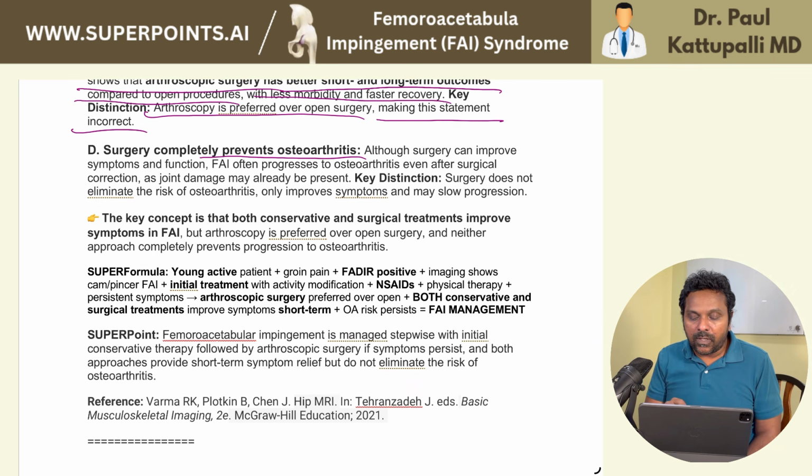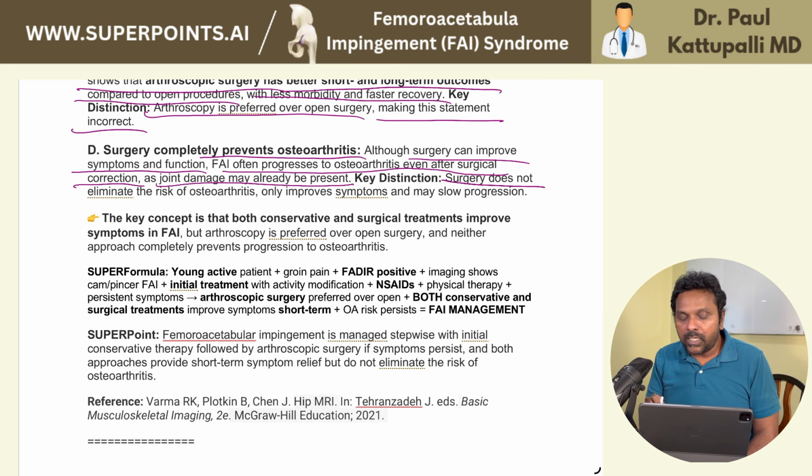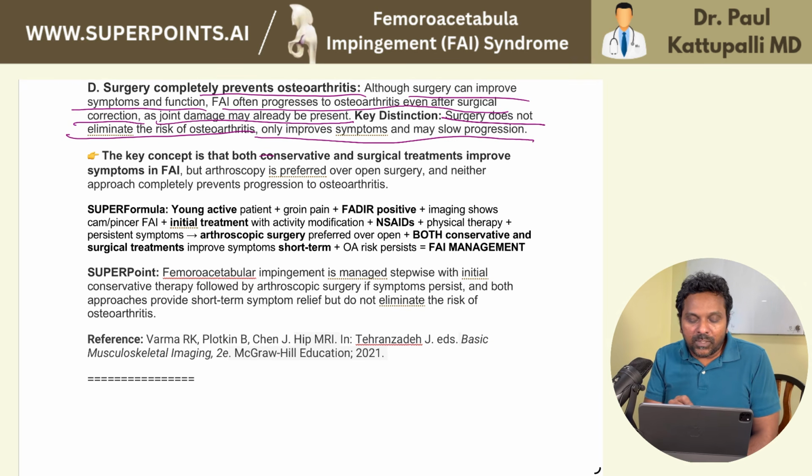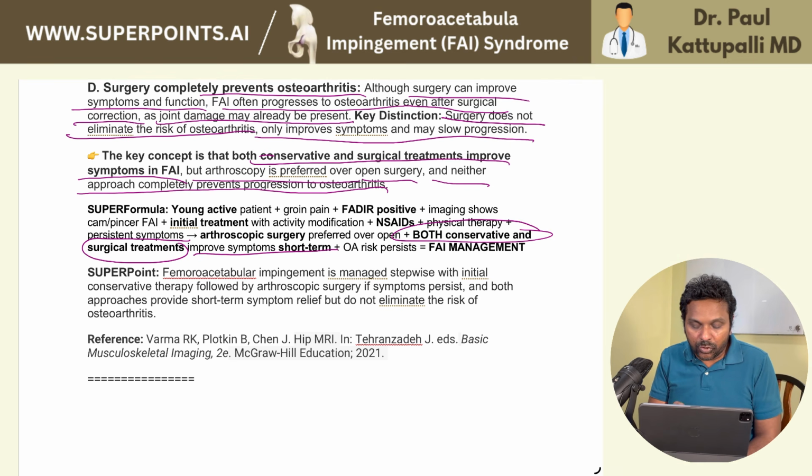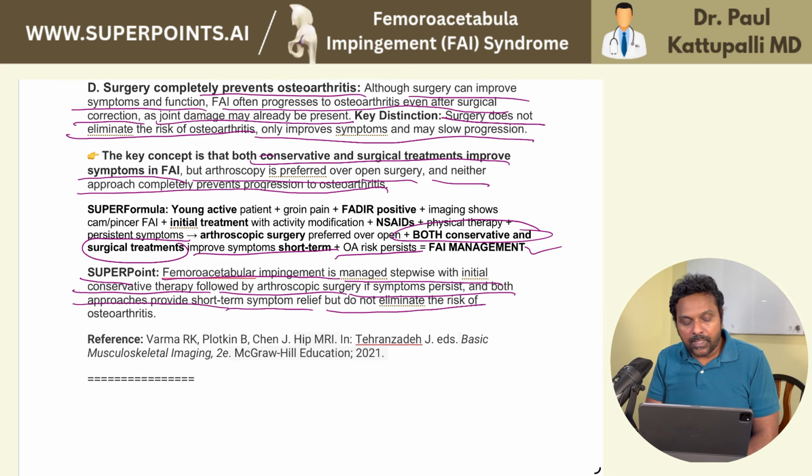Surgery completely prevents osteoarthritis. That is wrong. Although surgery can improve symptoms and function, FAI often progresses to osteoarthritis even after surgical correction, as joint damage may already be present. Surgery does not eliminate the risk of osteoarthritis, only improves symptoms and may slow progression. So the key concept is that both conservative and surgical treatments improve symptoms of FAI, but arthroscopy is preferred over open surgery, and neither approach completely prevents progression to osteoarthritis. So both conservative and surgical treatments improve short-term management. All right. That is the FAI management. So super point here, femoroacetabular impingement is managed stepwise with initial conservative therapy followed by arthroscopic surgery if symptoms persist. And both approaches provide short-term symptom relief but do not eliminate the risk of osteoarthritis.